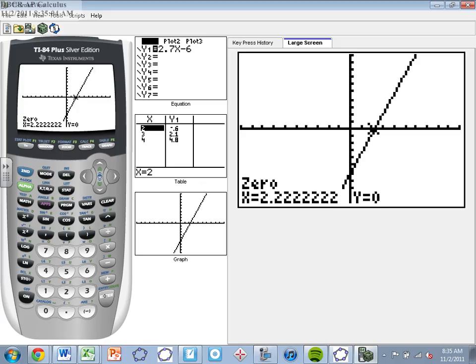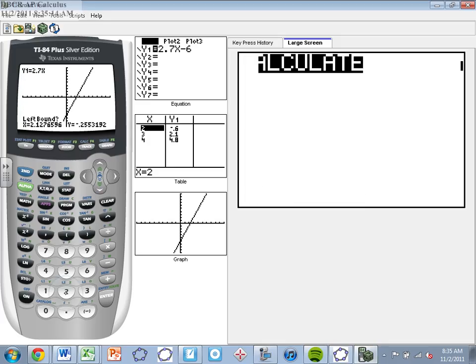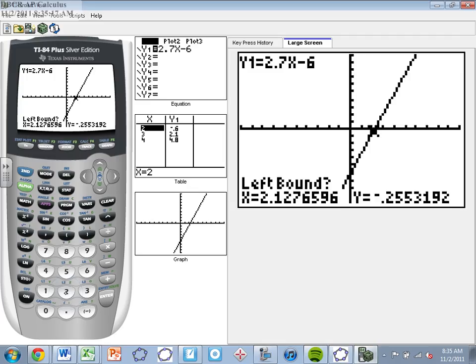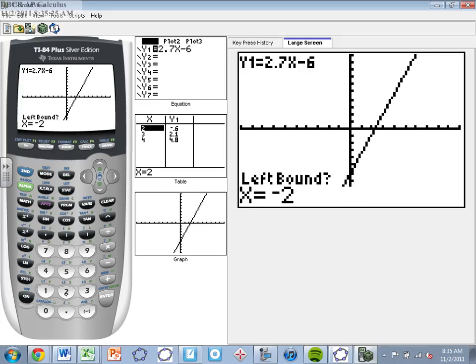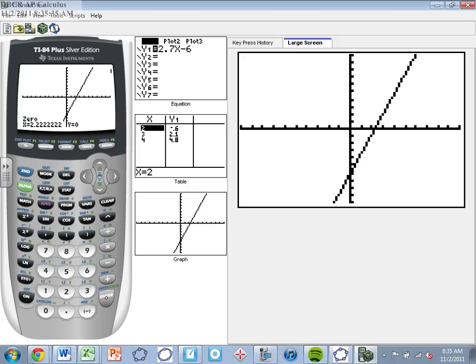I have some help for this. I'll go through it one more time. Again, second, calculate. Go down to the 0 function, hit enter, or just hit 2. It'll bring up the 0 function. We want to guess a number to the left of the root. So watch, this time, I'm going to guess the number -5. It doesn't actually matter, because -5 is still to the left of my answer. And I'm going to guess the number 8, because that's to the right of my answer. And then I'm going to hit enter again. And still, what is my answer? 2.2 repeating.